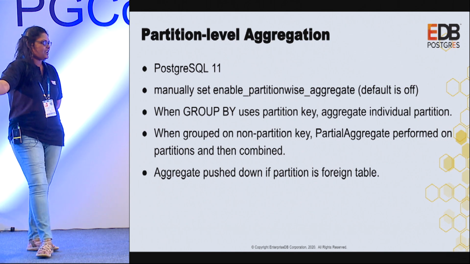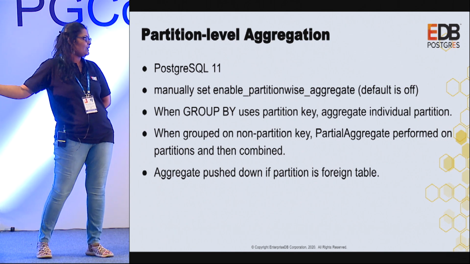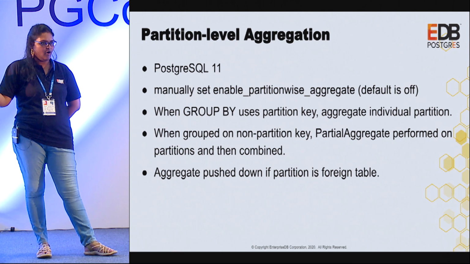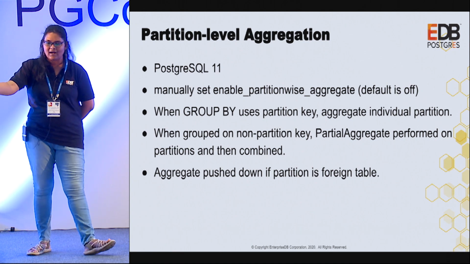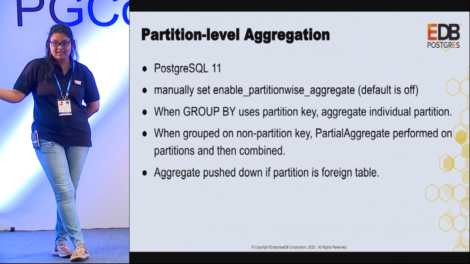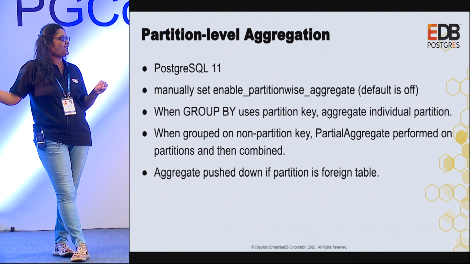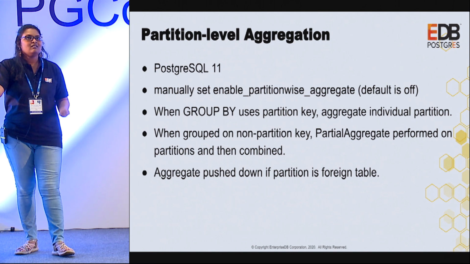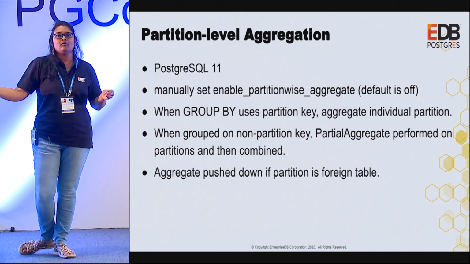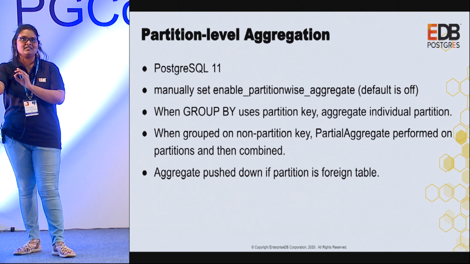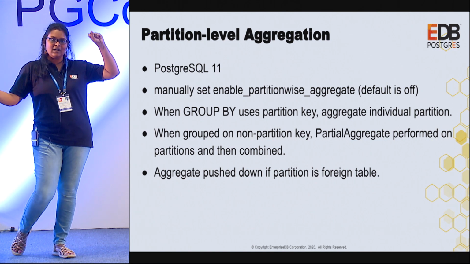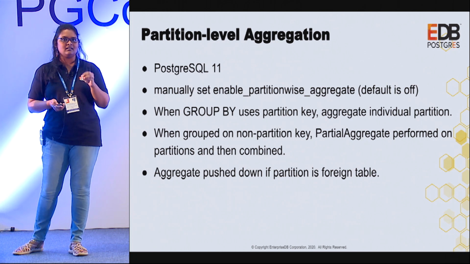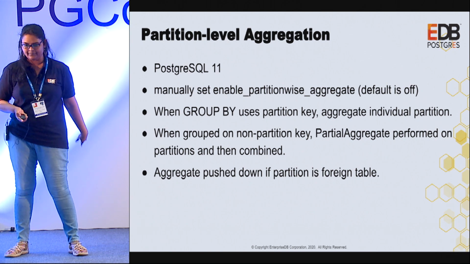Next is partition level aggregation, again a feature of PostgreSQL 11. This also has its own parameter, which is enable partition-wise aggregate, which is off by default. When you use group by or any aggregate function which uses the partition key, then the aggregate function is pushed down into the individual partition. And suppose it is not on the partition key, then a partial aggregate is performed, and then you combine it at the upper level. If there's a foreign table in between, then these aggregate functions are pushed down to the foreign table.